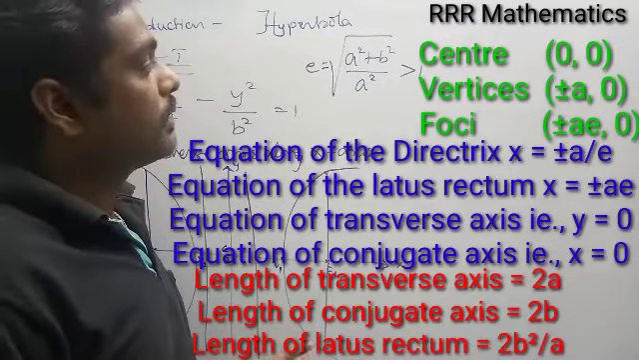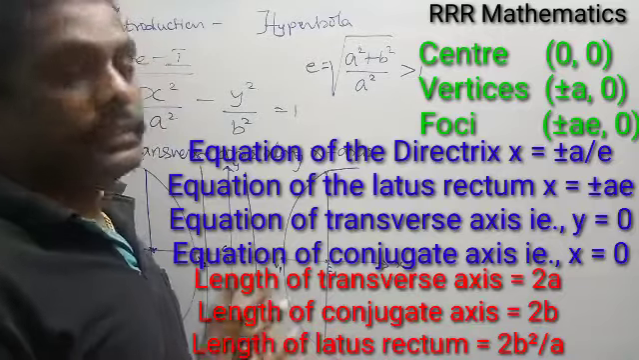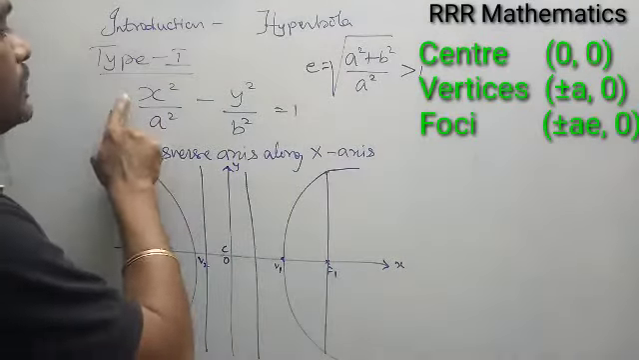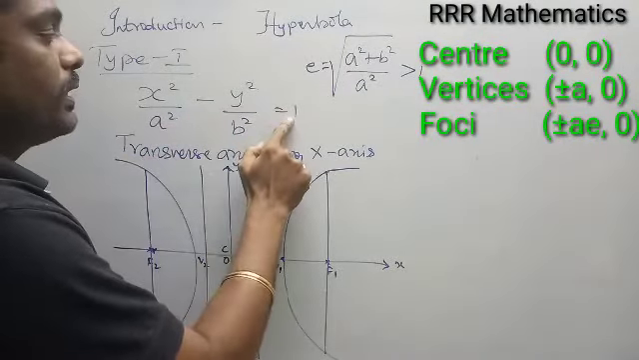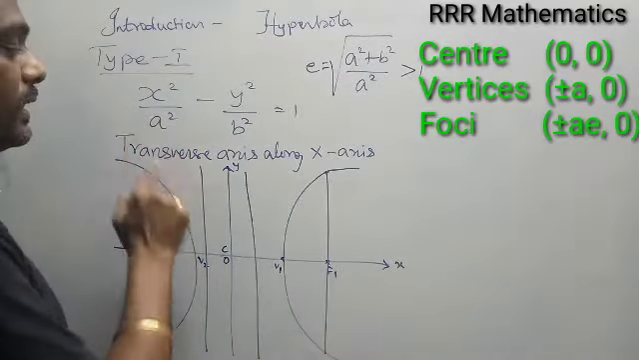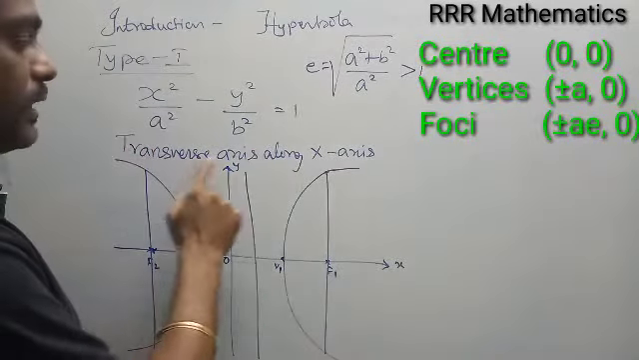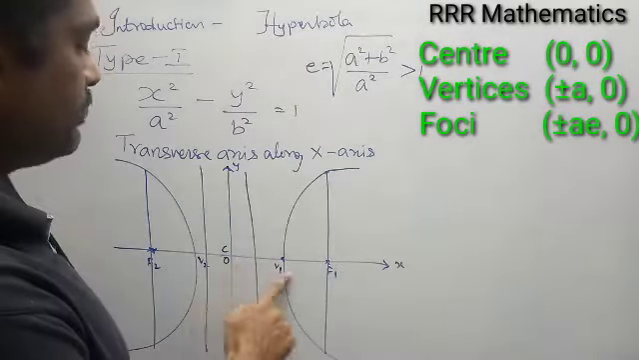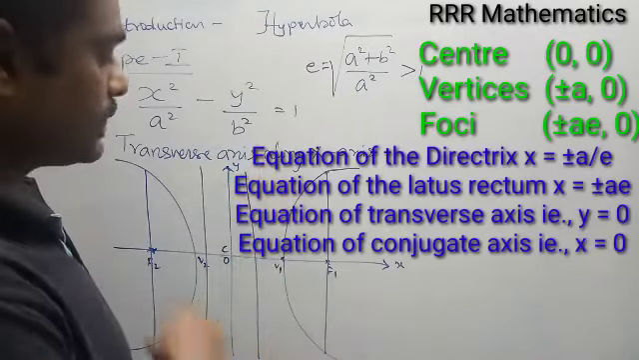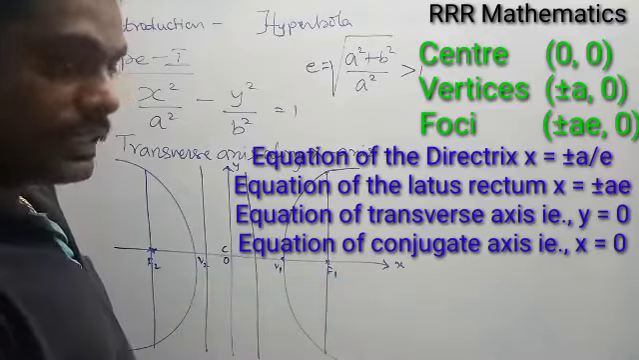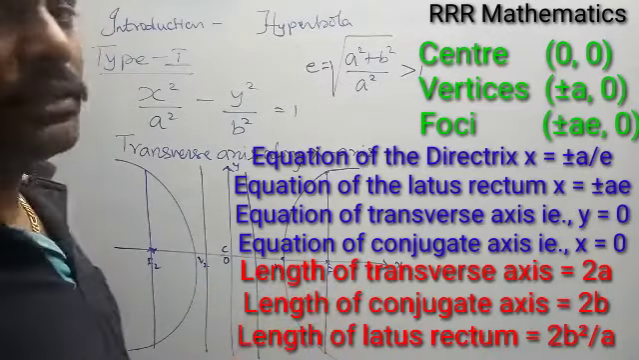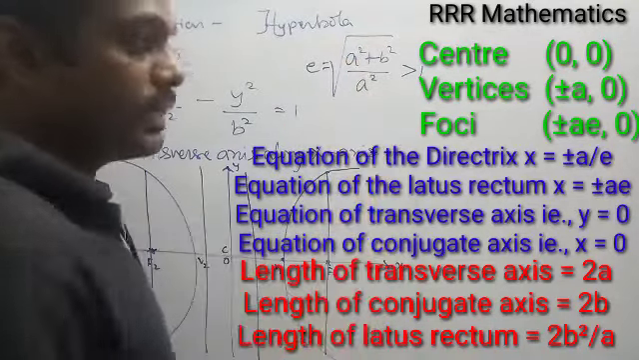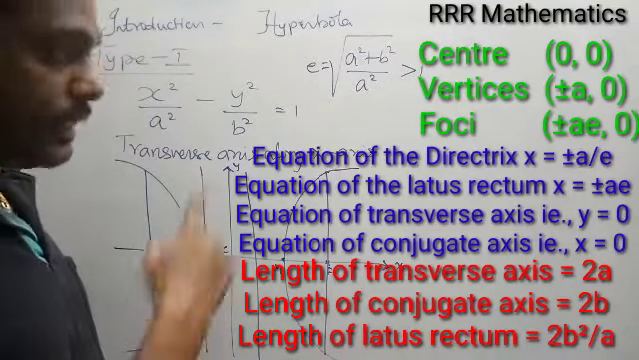With e, e can be calculated as square root of a square plus b square by a square, which is greater than 1. Easily you can identify type 1. In this case, plus x square by a square minus y square by b square equal to 1. Plus x square by a square, therefore transverse axis along x-axis. Because the transverse axis is along the x-axis, the hyperbola will be like this. So in this case, we calculated center, vertices, foci, directrix, latus rectum, equation of transverse axis, conjugate axis, length of transverse axis, conjugate axis, and length of latus rectum. And the value of e is square root of a square plus b square by a square, which is greater than 1. Got it? Take down.